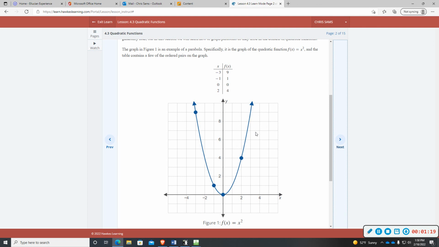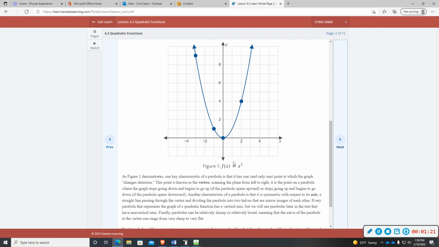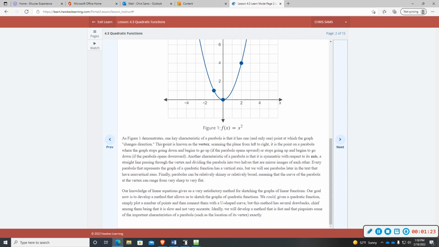Here's a table of points, and then here is the parent function. All right, and then you also have the vertex definition, so what the vertex is and some of those definitions.